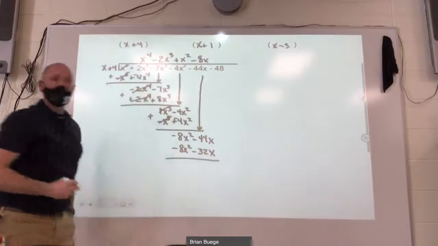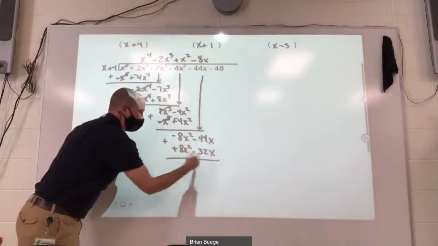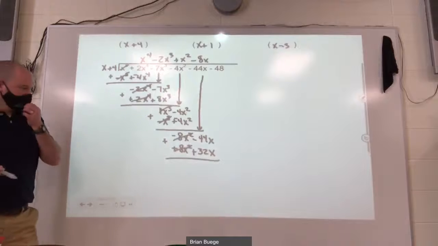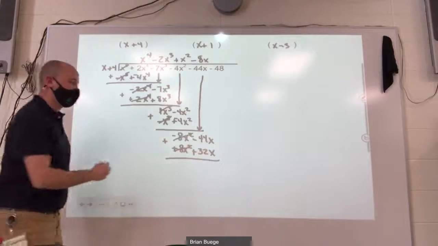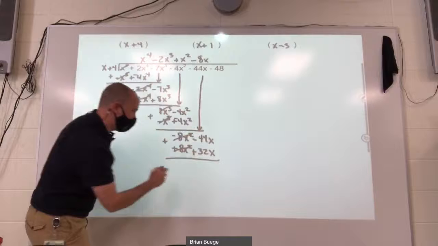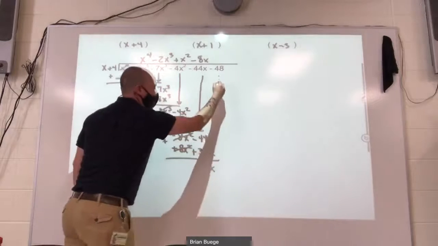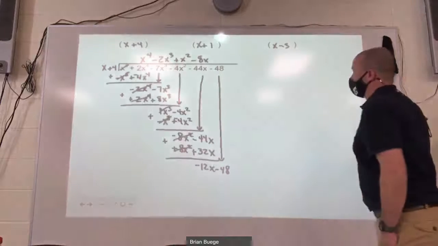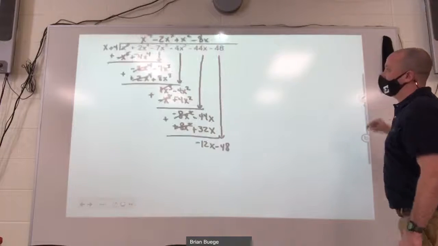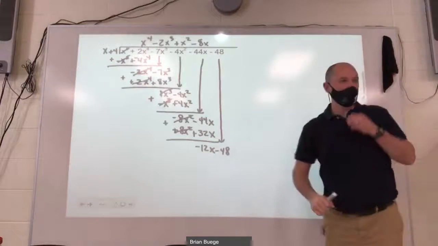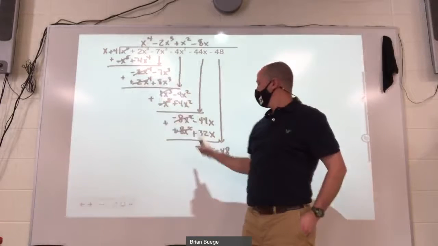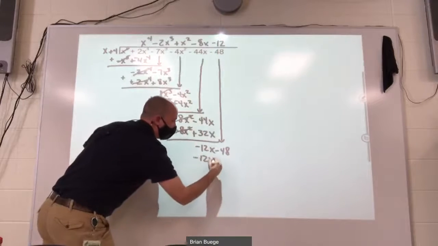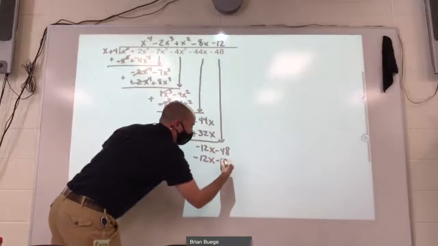And once again, add the opposite. Negative 8x squared and positive 8x squared cancel. Negative 44x and a positive 32x gives me a negative 12x. And the last step, minus 48. Which means, what's the last thing going up top? Negative 12. Yep, x times a negative 12. If I multiply through, I get a negative 12x, and then a negative 48.